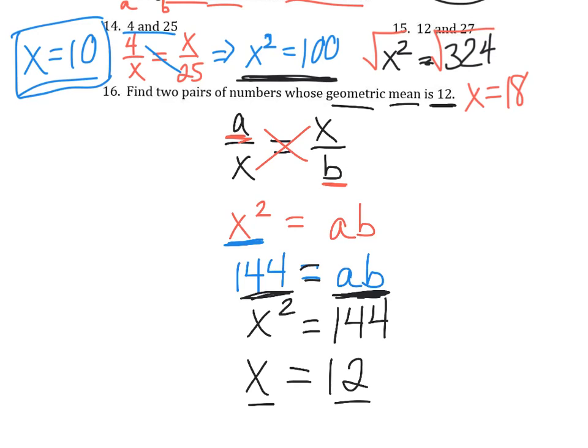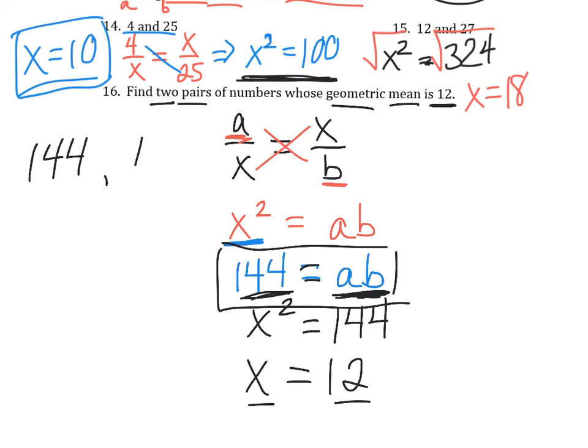Now I just have to figure out a and b values that are going to equal 144. There are multiple different answers. It says find two pairs. I'm just looking for two numbers that are going to multiply to give me 144. You could say 144 and 1, or you could say 72 and 2. Those would both work. There are multiple different answers you can give, as long as they multiply together to give you 144.